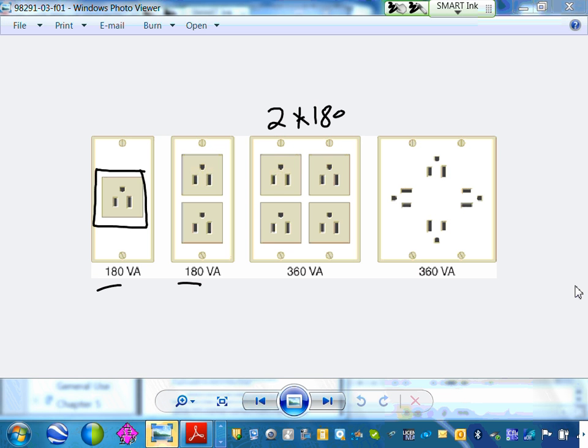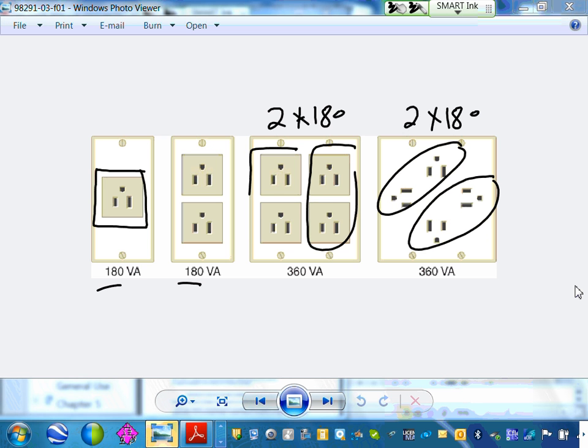And if this is another quad looking like this, you've seen it, it's the same thing, 2 times 180. We're treating them as two duplex, and this is also two duplex. So when we say a receptacle, a single receptacle is 180, a duplex receptacle is 180. For a quadruplex, you multiply the 180 by what? 2. Cool. So that's how they do the calculation for that.